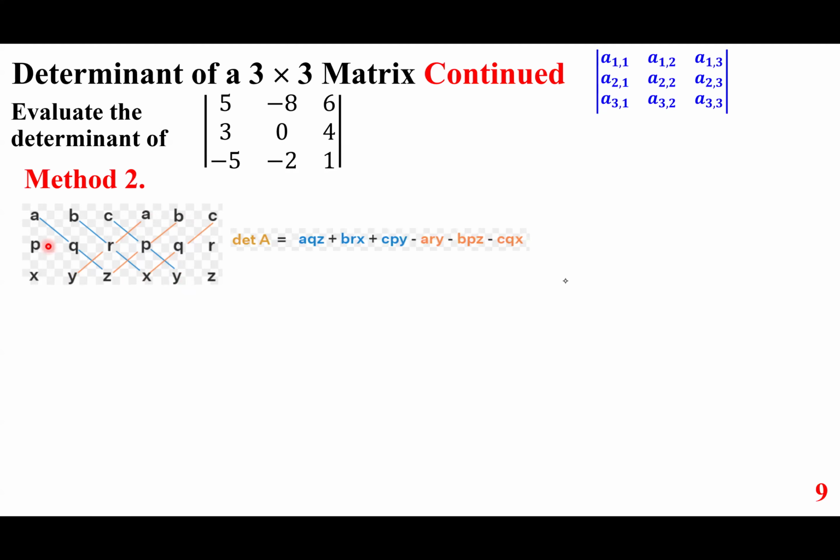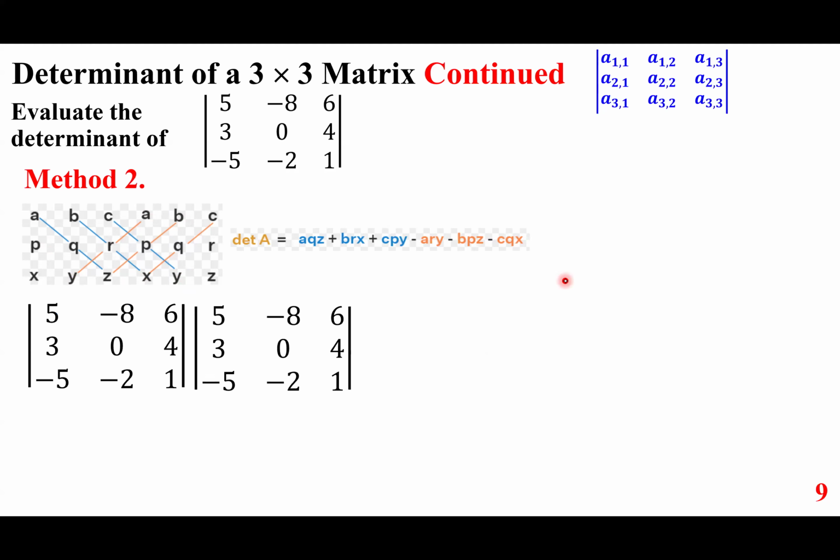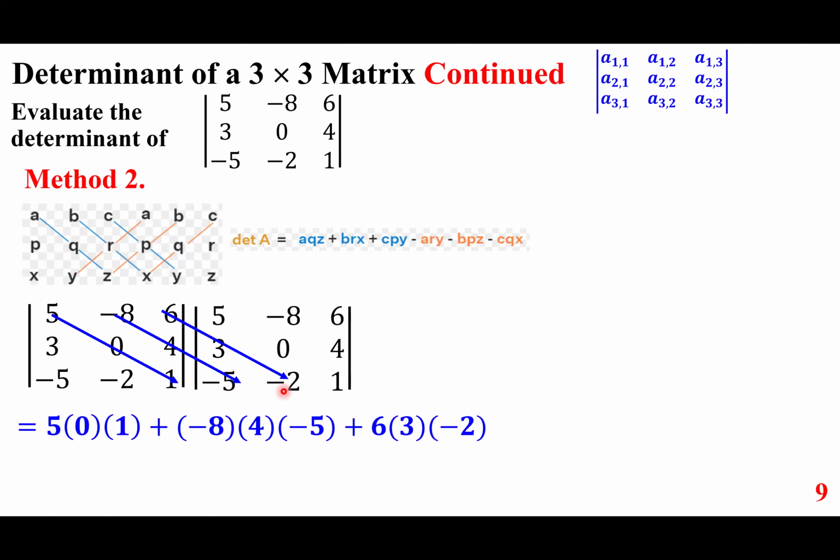Now, do you have to memorize this formula? No. Let's put them next to each other and see. So first, we're going to go this way, okay, and this way. Those three arrows. So what is this? 5 times 0 times 1 plus negative 8 times 4 times negative 5 plus 6 times 3 times negative 2. So that we add up.